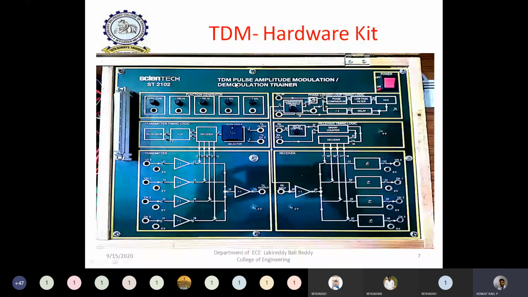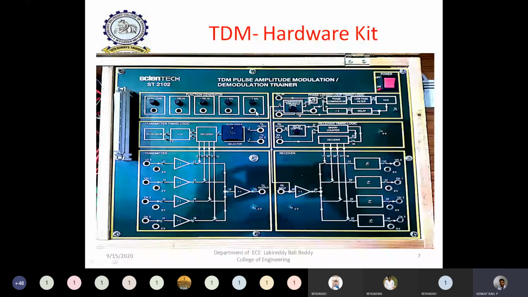Now, how to multiplex a number of signals using this hardware kit, how to observe the multiplexed waveform, and then how to demultiplex. If you observe this kit diagram carefully, there are different input knobs given, like 5 input knobs. Out of these, there are 4 input signals which we are going to take for this particular experiment.